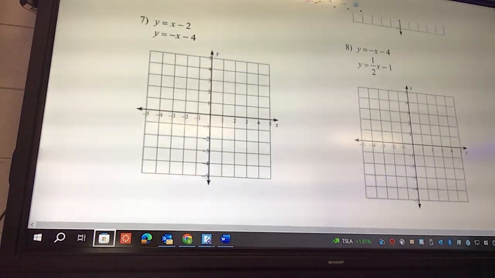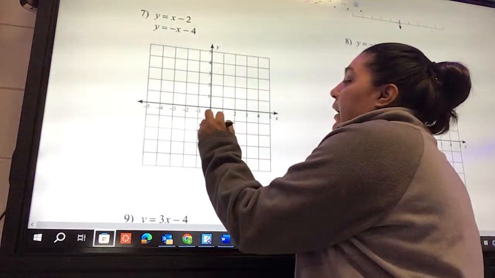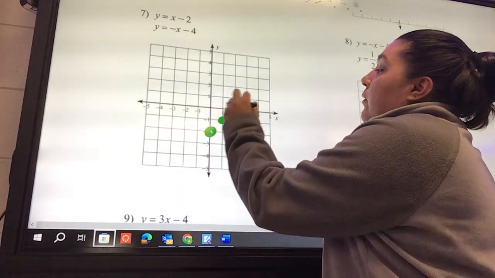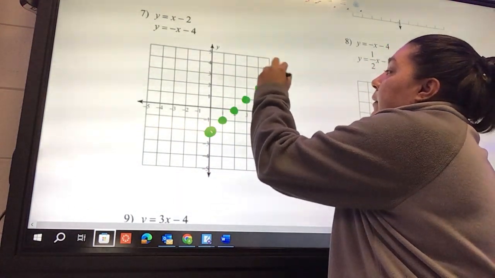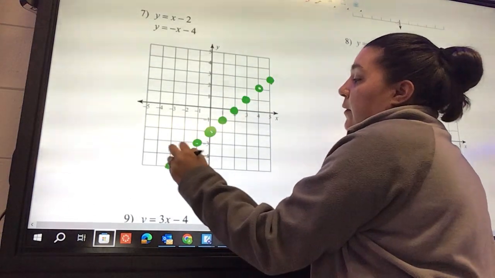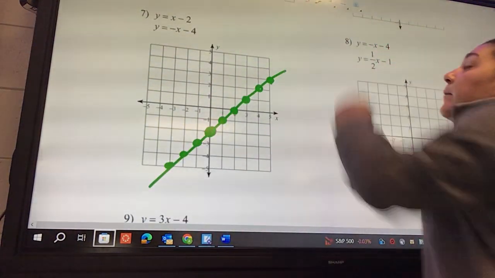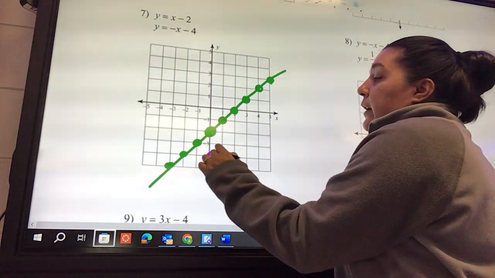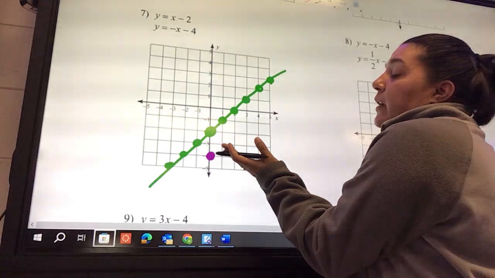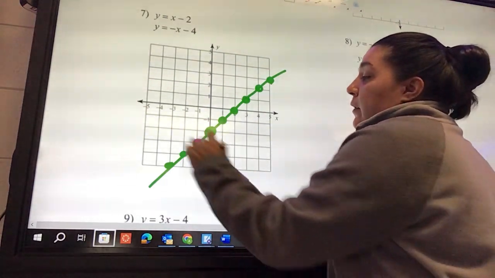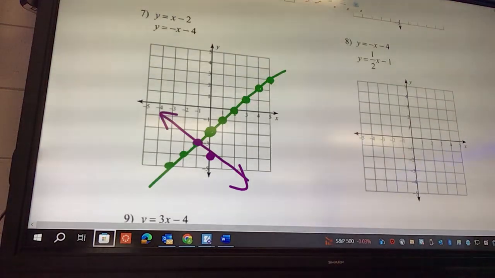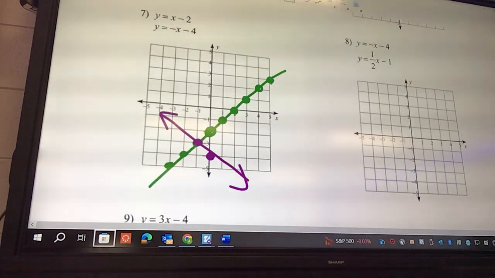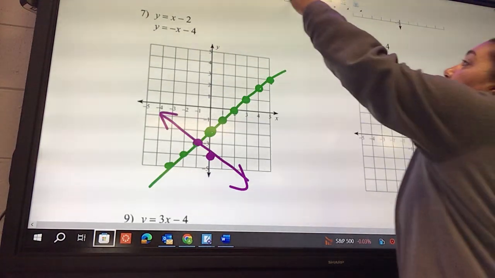Number 7, line 1 starts at -2. And my slope is 1/1, so up 1/1. Okay, line 2 starts at -4, and my slope is a negative line, so it needs to be going up 1 to the left 1. And so that's going to be -1, -3.